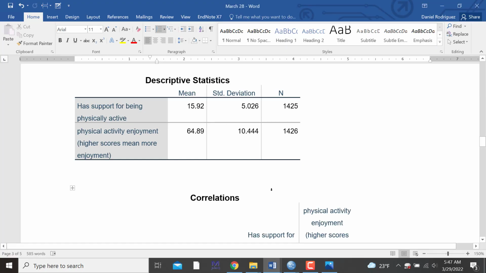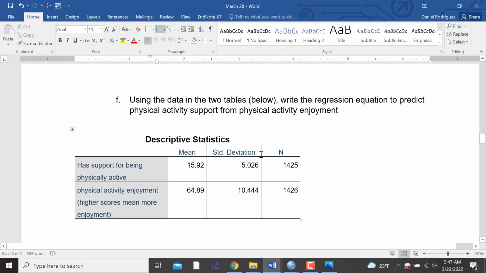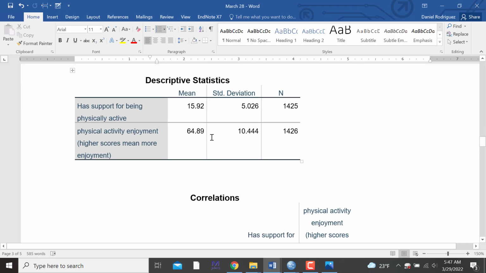So here's our means and standard deviation. And I'm sorry, we're predicting physical activity support from physical activity enjoyment. My apologies. So physical activity support, this is your outcome. So this is the standard deviation of your outcome, and this is the standard deviation of your predictor.